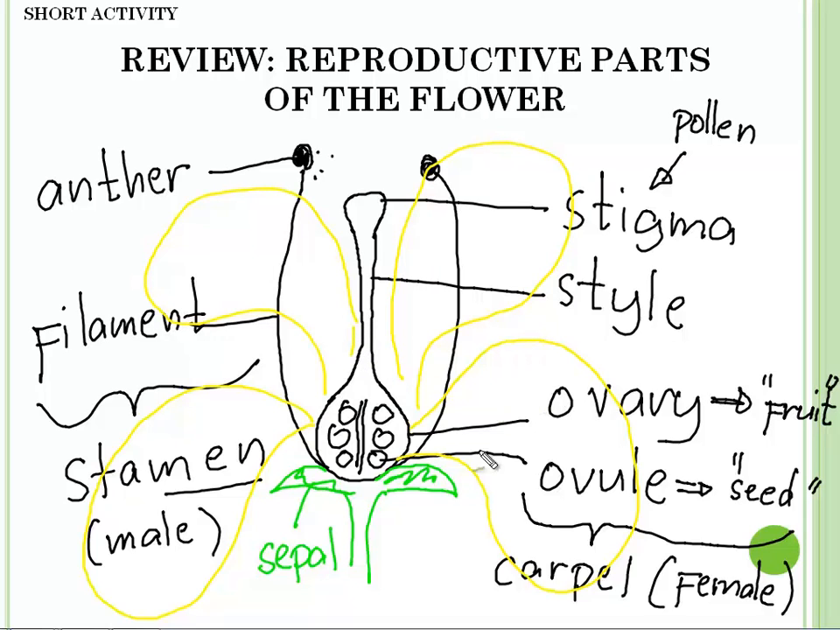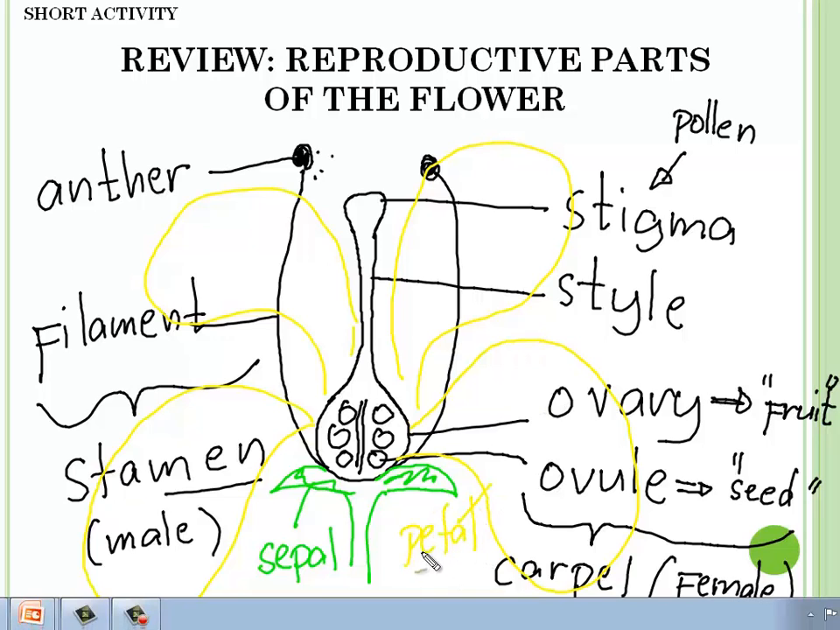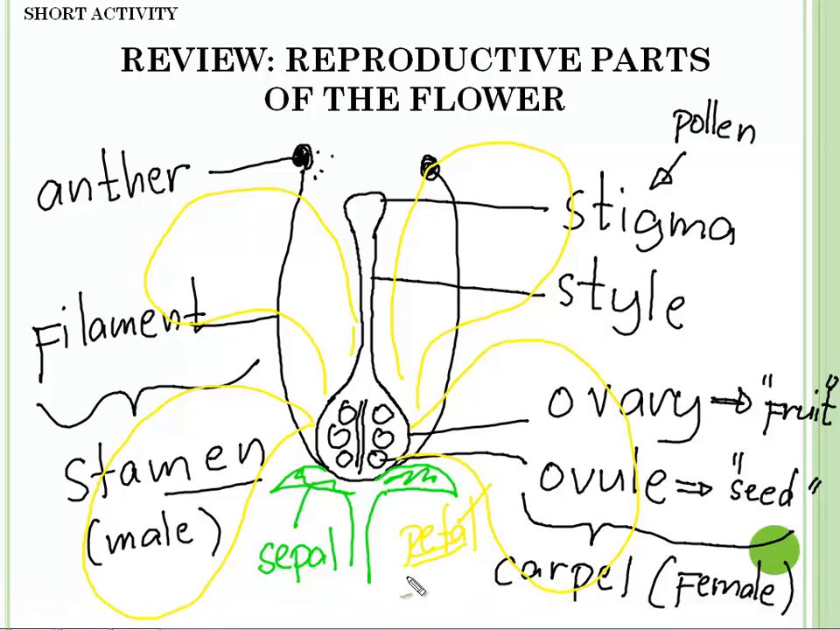So you draw your flower and label it properly. Label the reproductive parts. Again, sepals and petals are not reproductive. Continue with your work. Make sure you have completed all of this, labels and structures.